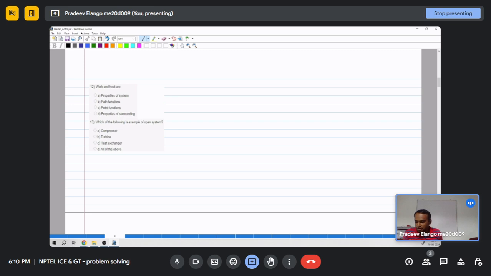Work and heat are properties of system, path functions, point functions, properties of surrounding. Sir, path function. Yeah, path function. Why are they path functions?